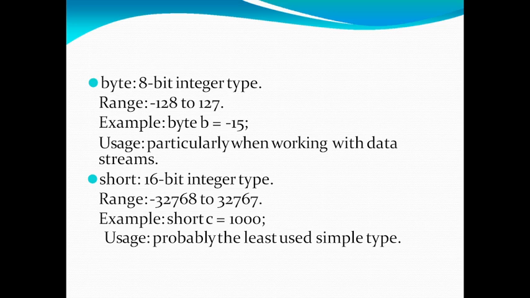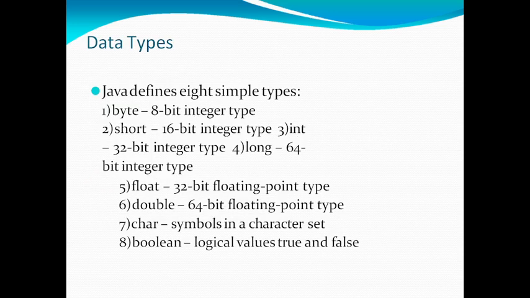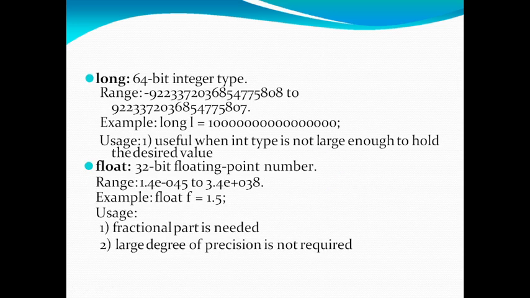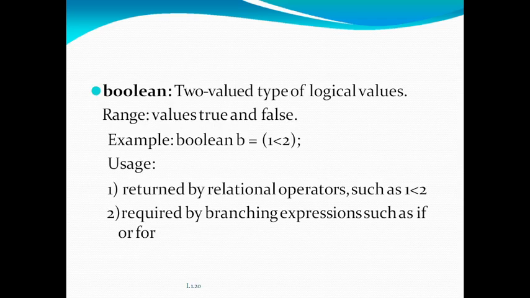Okay, right. Then data types. You know the basic fundamentals of C, C++, Java. In the same manner it is similar in Java. So these are the eight simple data types in Java. Those are the primitive data types: byte, short, int, long, float, double, char, boolean. So this is called data types. Okay, the range will vary for each data type.